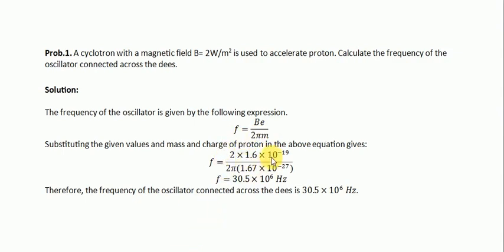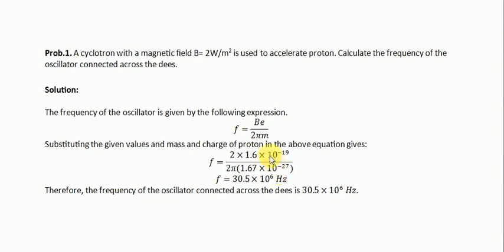Let's plug in these values here. Here is what it looks like when we substitute B, E and M into our formula. We have 2 into 1.6 into 10 to the power minus 19 by 2 pi multiplied by 1.67 into 10 to the power minus 27.